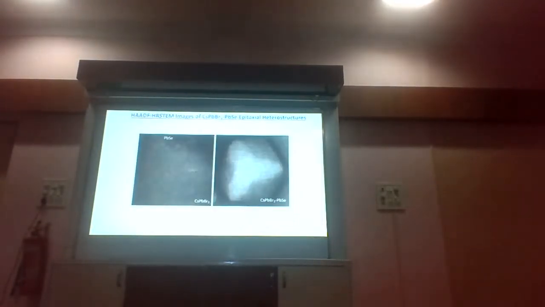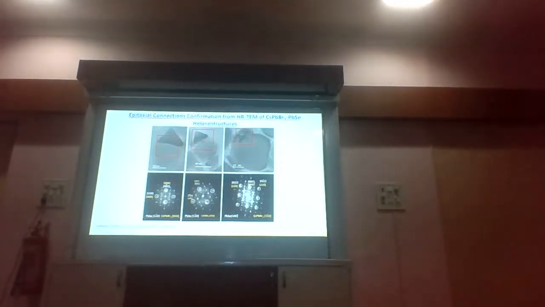These are the HRTEM images of the heterostructure. This part is PbSe and this part is CsPbBr3. Similarly, this is the same type of heterostructure but lying in a different orientation. This white part is PbSe and this part is CsPbBr3. To confirm the epitaxial connection, we took the HRTEM analysis. From it, we find that the epitaxial orientation is 110 of PbSe epitaxially connected with 200 of CsPbBr3, 220 of PbSe with 400 of CsPbBr3.